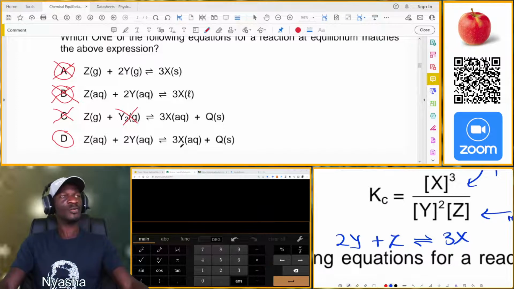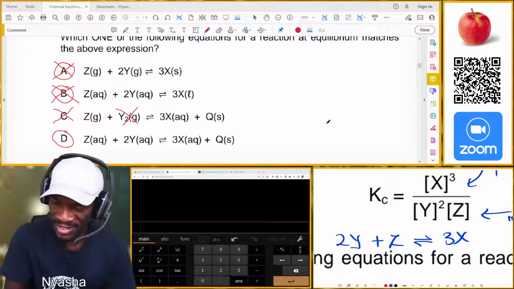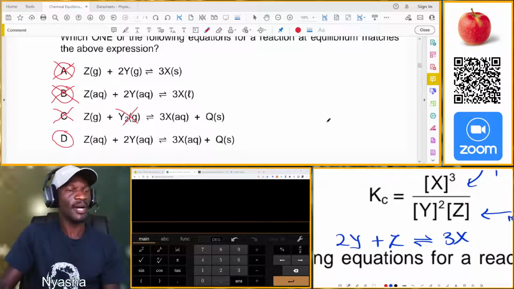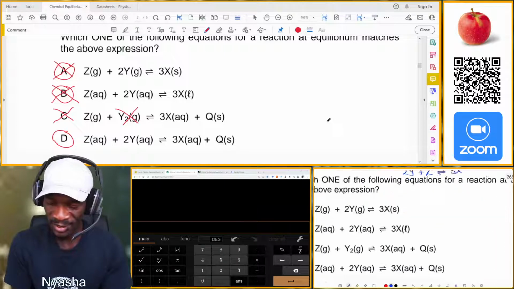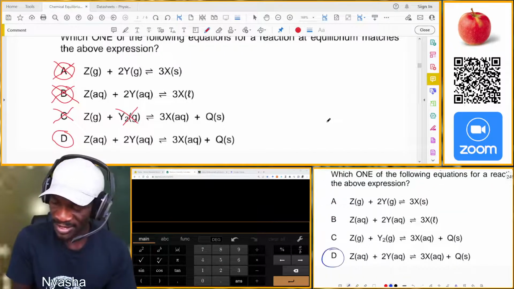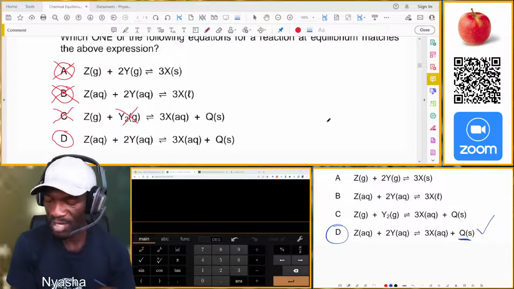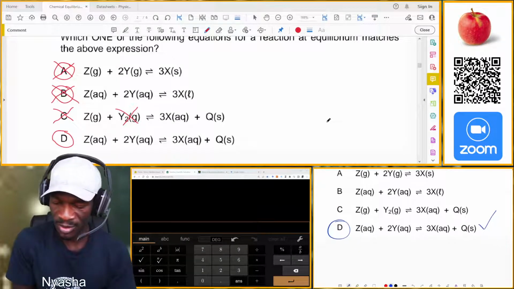So in our numerator, we will only have x raised to the power of 3, which is the concentration of x raised to the power of 3, which is what we have there. So part D becomes our correct answer, because this is not going to be part of the equilibrium constant calculation.